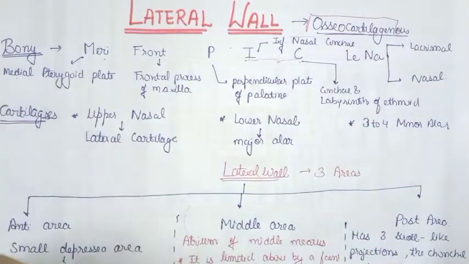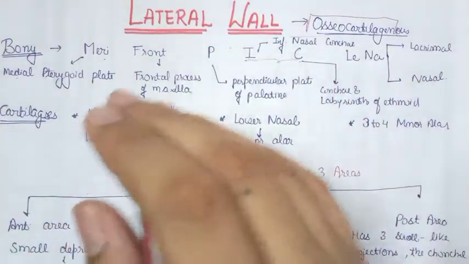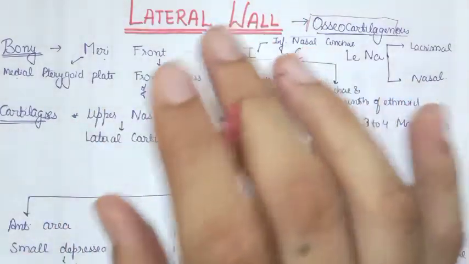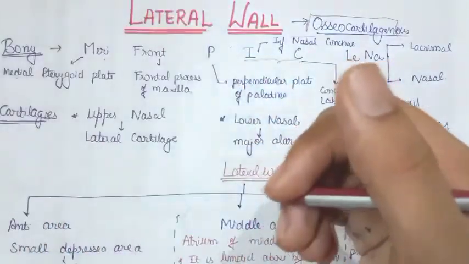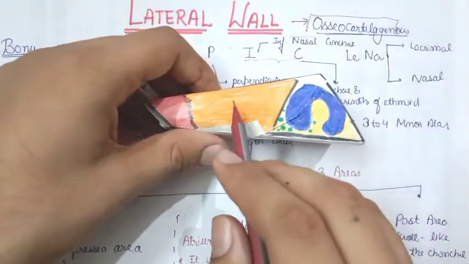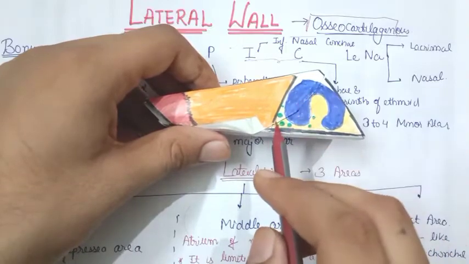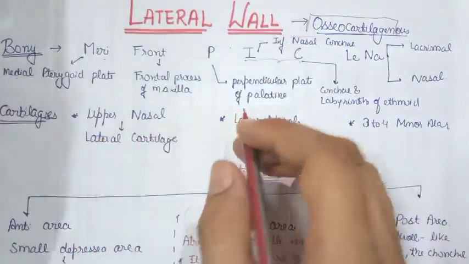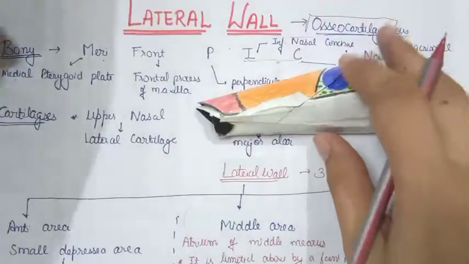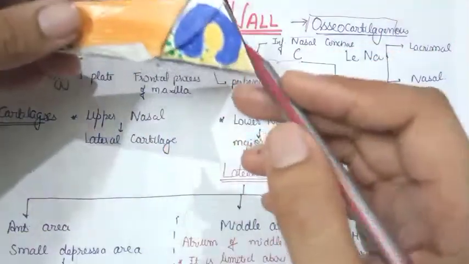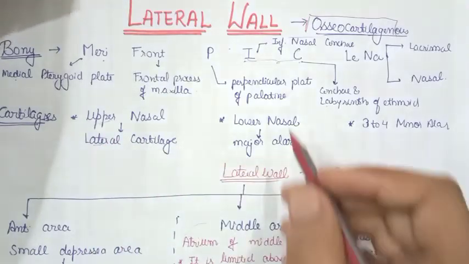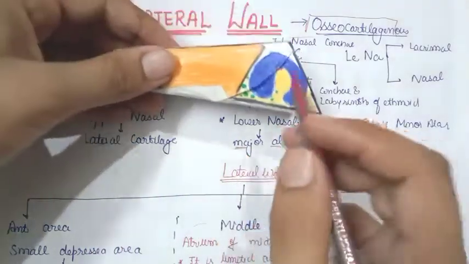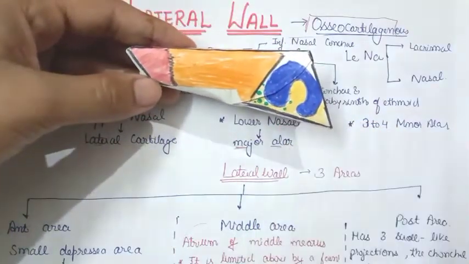The cartilages are actually three in number: upper nasal, lower nasal, and three to four minor alar cartilages. But you might be thinking, in the external nose I told you about other cartilages like the lateral cartilage, major alar and minor alar, so where did these upper nasal and lower nasal come from? These are nothing but the lateral and the major alar cartilage. The upper nasal cartilage is the other name for the lateral cartilage, and the lower nasal cartilage is the other name for the major alar, the blue color cartilage that you see in this model.